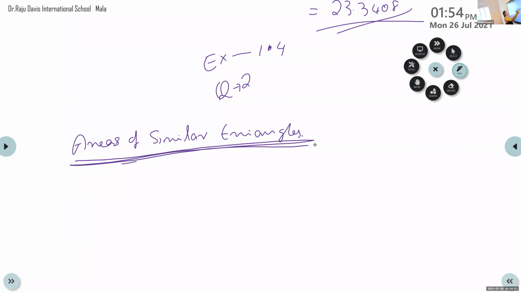Some portions were already excluded last year. This year they included some, but some are deleted. From Real Numbers, the first and third. The whole chapter is there, but this exercise I won't include for our PT2. The topic areas of similar triangles is not there for PT2.